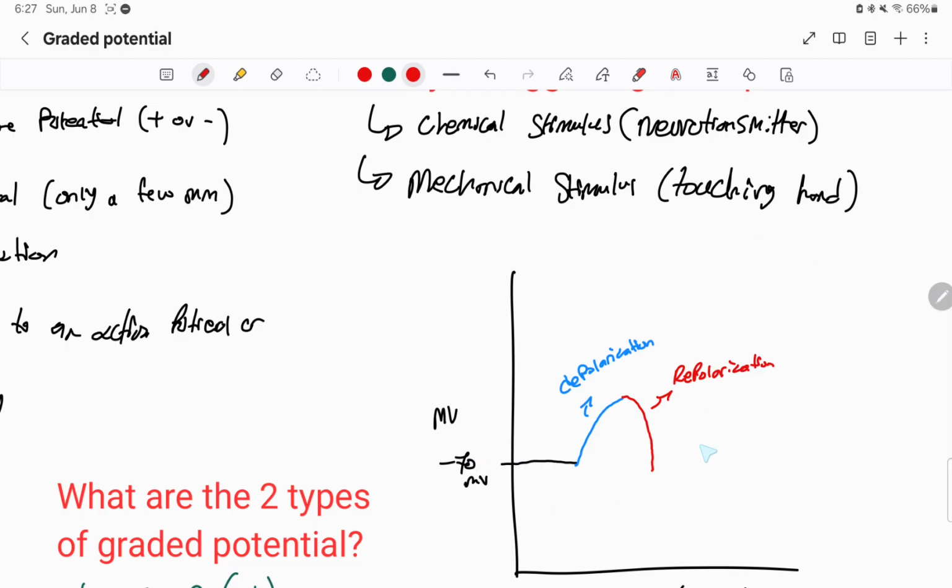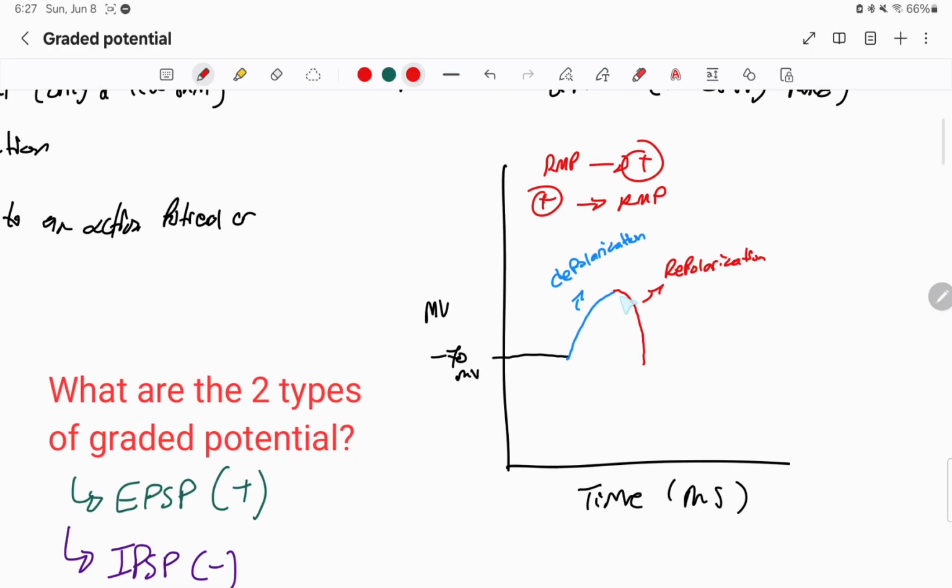So one more time, going from resting membrane potential to positive is called depolarization. Going from a positive voltage towards the resting membrane potential is called repolarization. That's really important. That is the definition of it.